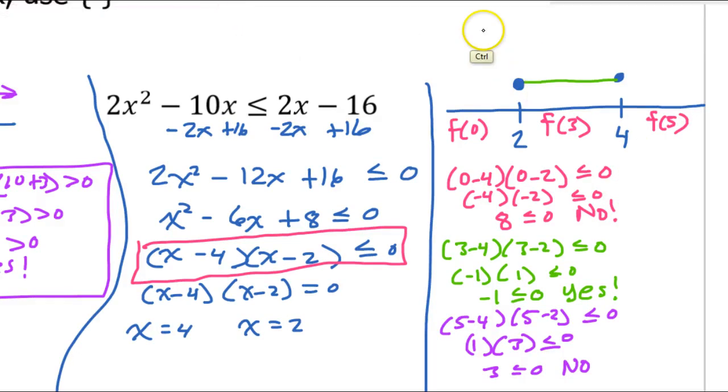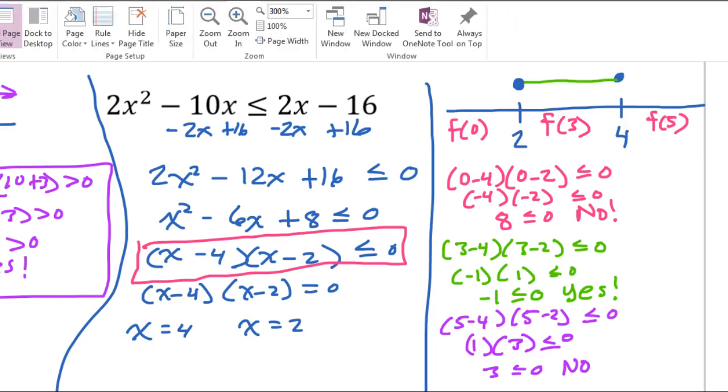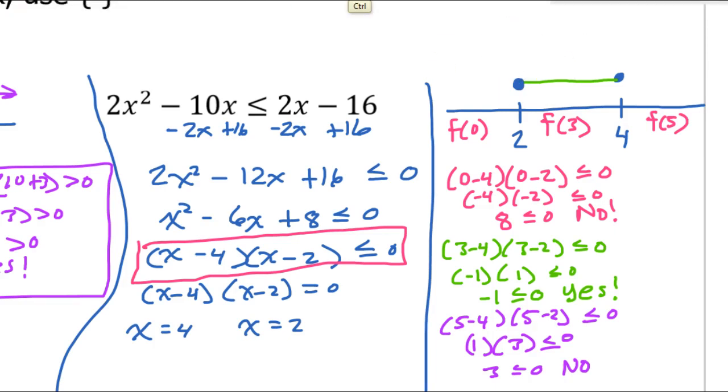What would this be in interval notation? Anybody? 2, 4. All right. 2. Whoa, why did that ink get so thick all of a sudden? Okay, I heard 2 comma 4 with brackets on both sides. Okay, that's it. Any questions on that problem?